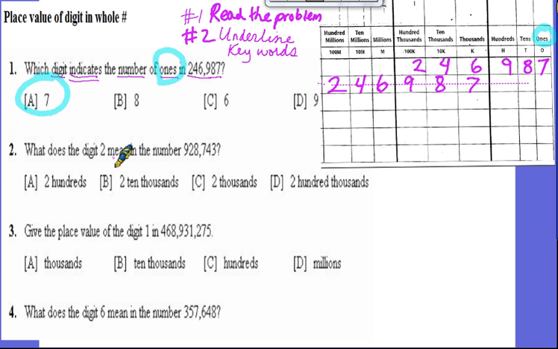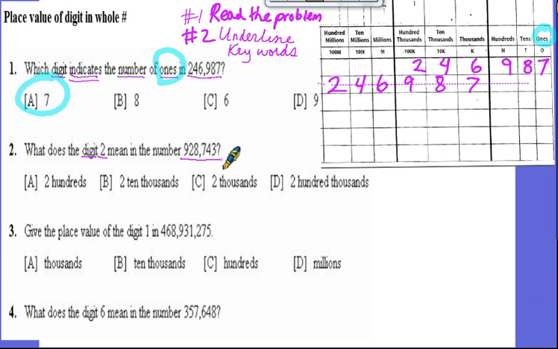Digit. Okay, what is a digit? Good. Yes. I like how you use that strategy of looking at the other problem. Good strategy to use. Steven, number 2. Number 2, and what it means. Brianna.